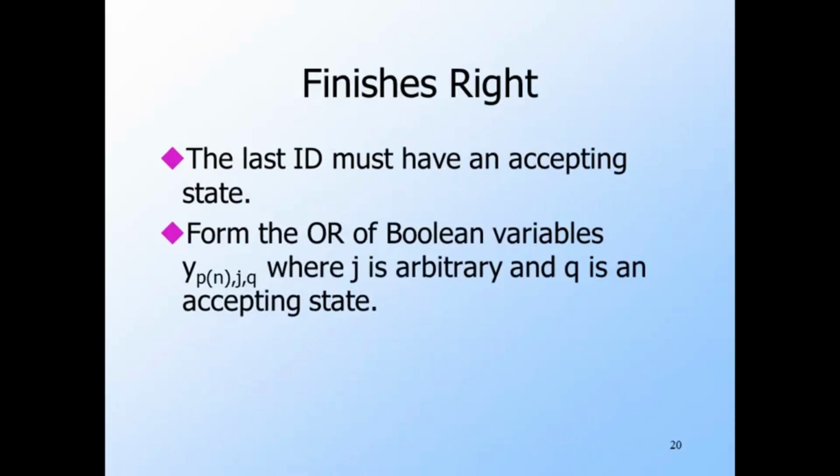So finishes right is easy. M accepts if and only if the last ID has an accepting state, because once M enters an accepting state, it appears to stay in that state until the ID numbered p of n. So take the OR of the Boolean variables y sub p of n, j, and q, where q is an accepting state and j is anything from 0 through p of n.